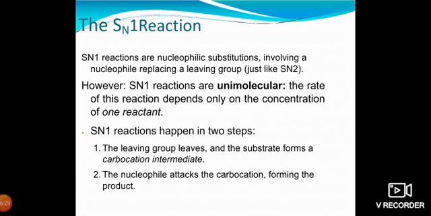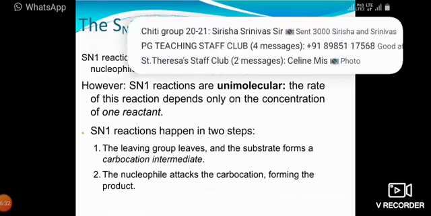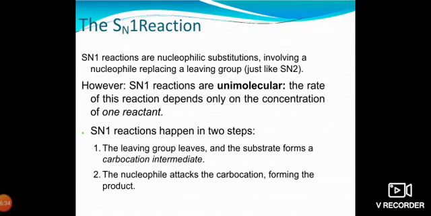SN1 reactions are unimolecular. The rate of this reaction depends only on the concentration of one reactant. It involves two steps. In the first step, the leaving group is eliminated, forming a carbocation intermediate. In the second step, this carbocation intermediate may rearrange and the nucleophile attacks.